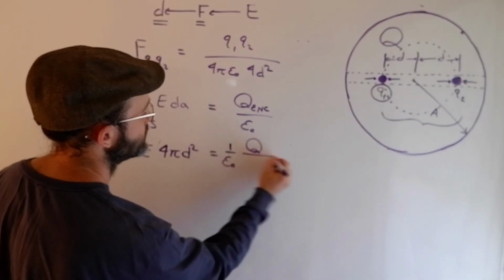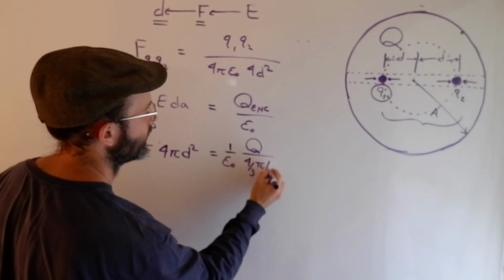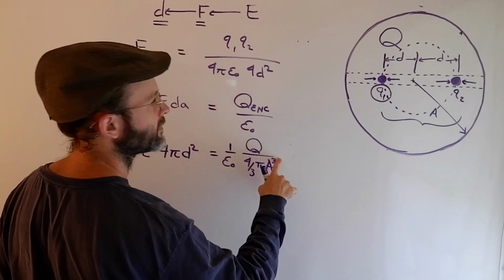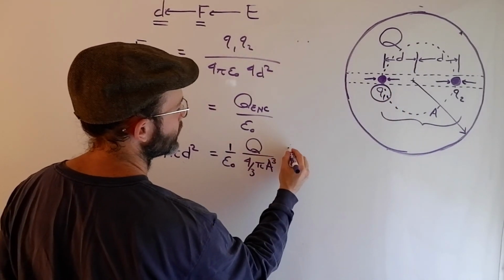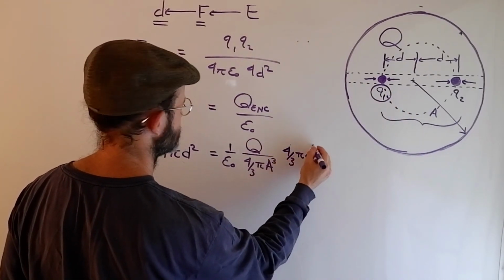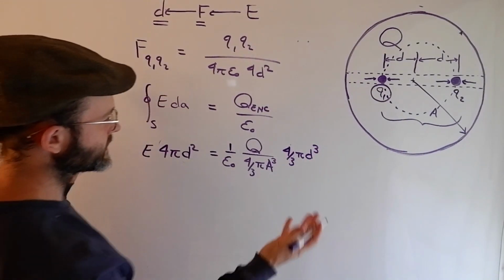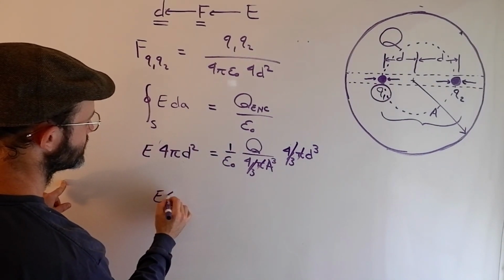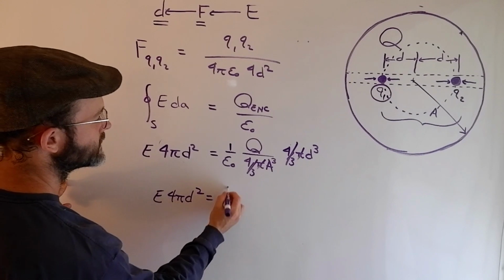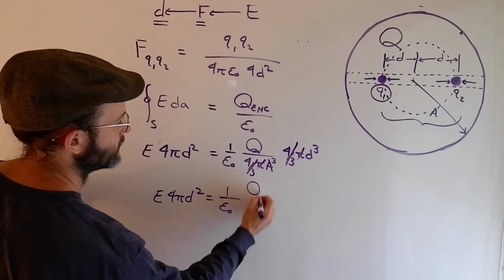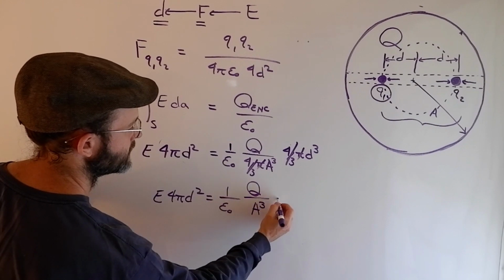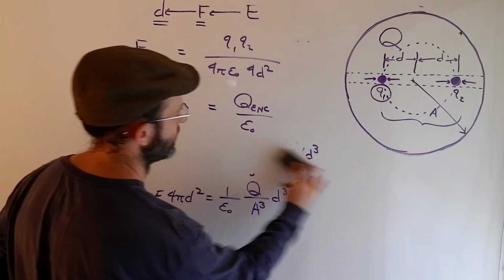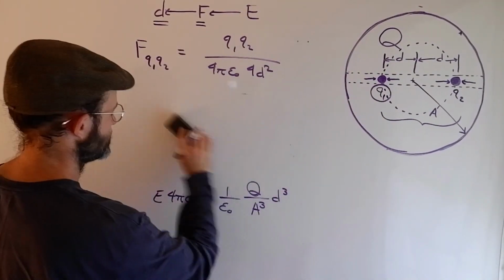So tau is Q over 4/3 pi a cubed. We also have then to multiply this by the inner volume, which is 4/3 pi d cubed. Perfect. And we simplify. 4/3 and pi both go away. And we write then that E times 4 pi d squared is equal to 1 over epsilon naught Q over a cubed times d cubed. All right, now we're getting somewhere. This is very, very good.